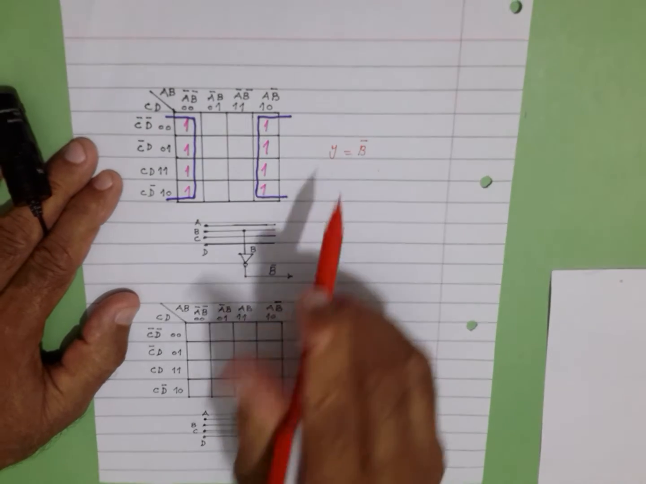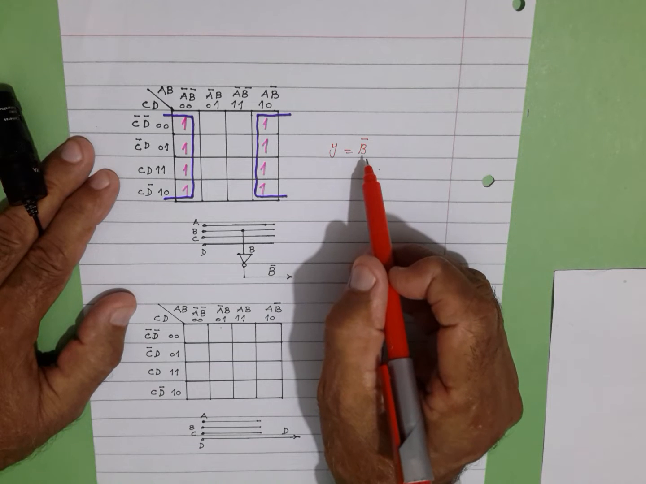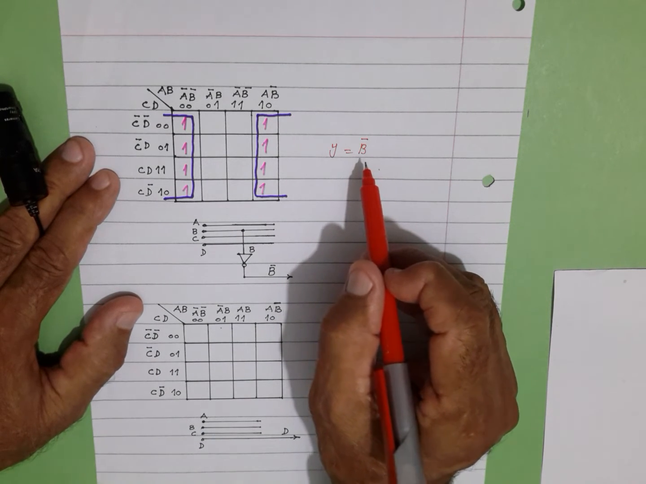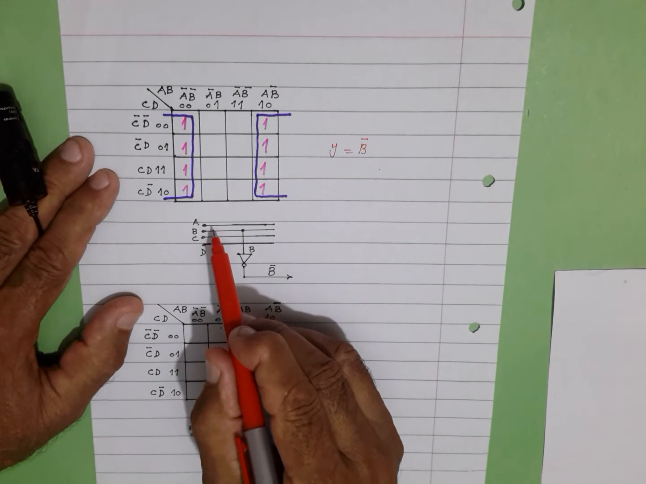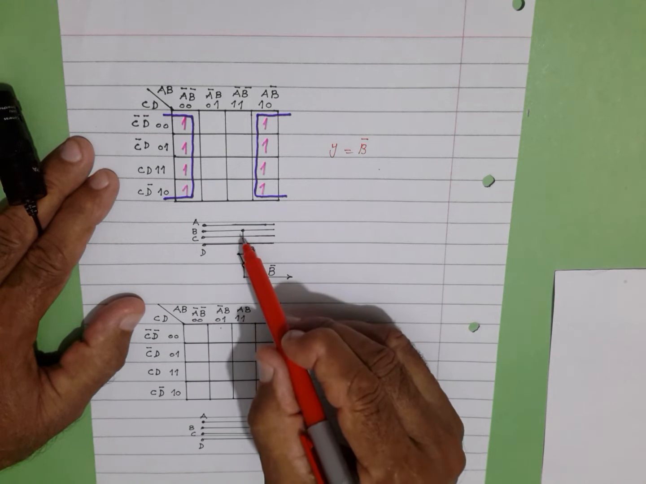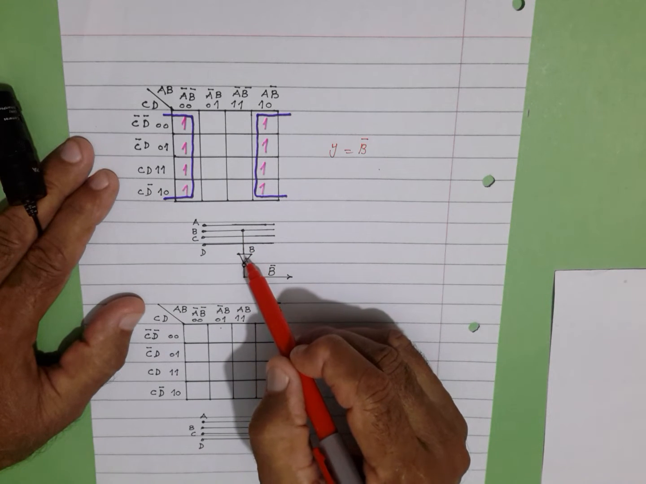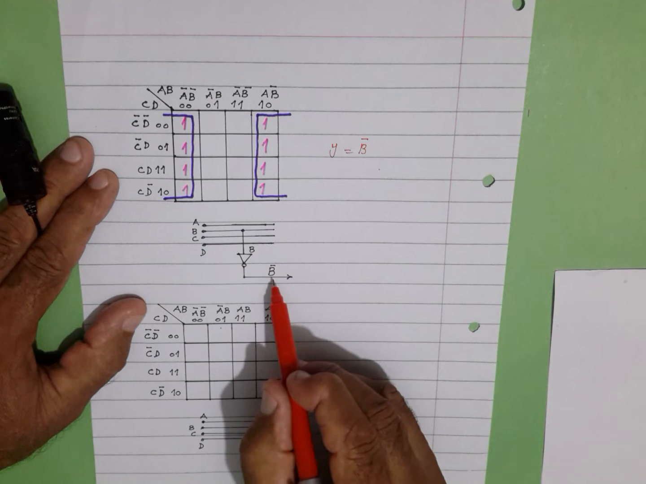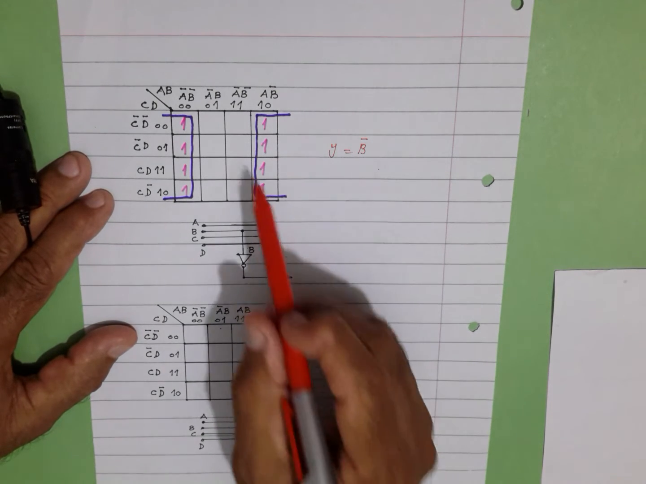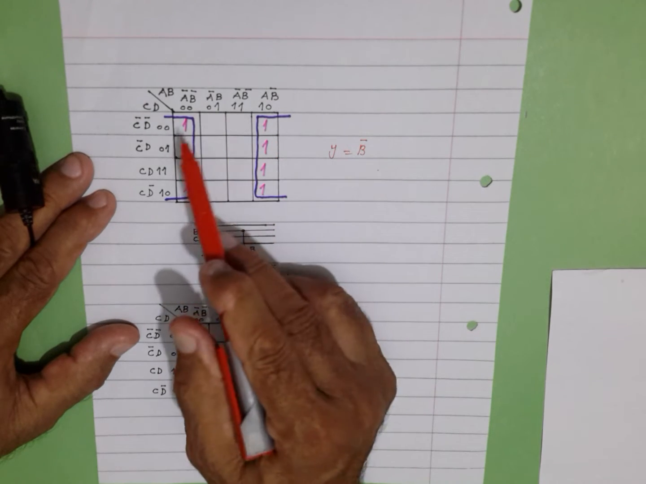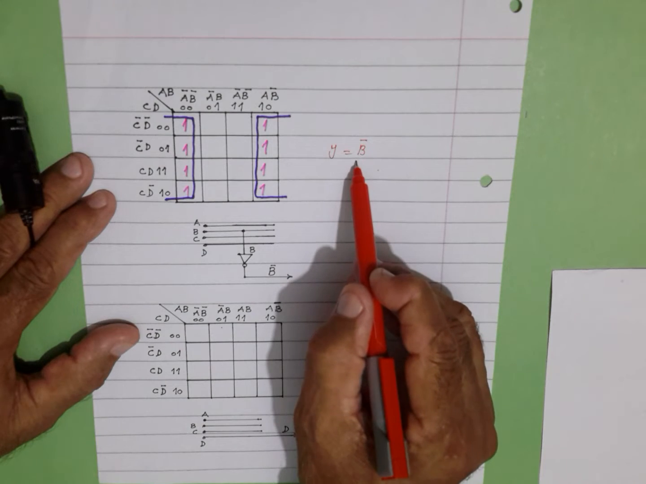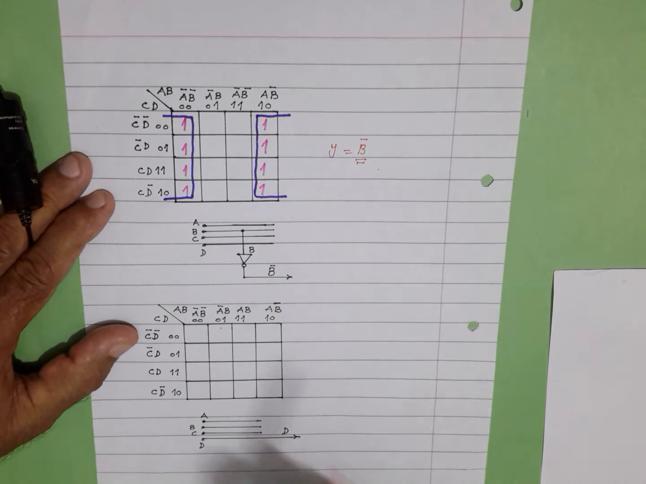We have only y is equal to B bar, means we need a single inverter. Four inputs, this is the equivalent logic gate A, B, C, D. The B input is tapped here, goes to the inverter. The output of inverter is B bar, goes to the logic circuit, means that for this 8 minterms K-map, the circuit has been minimized and we need only one inverter.